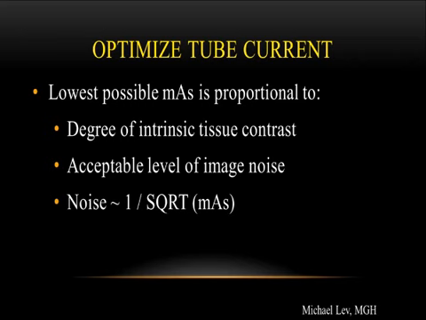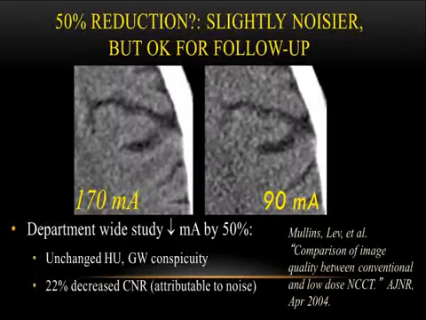But these things are nonlinear. If you double the dose, then your image noise is only going down by a factor of square root of 2. So there is that nonlinearity that you can use. Back in 2004, in our department, we did a simple experiment. For all follow-up scans, we reduced the dose by 50%. This was performed at 170 mA, and this was then being done at 90 mA, approximately 50%. So the dose was reduced by a factor of 2.